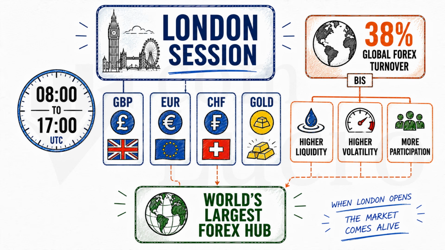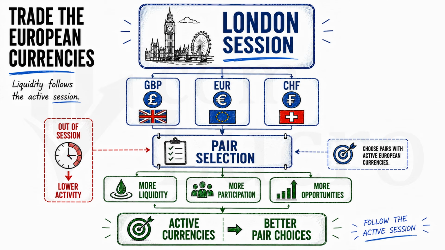During the London session, the British pound, the euro, and the Swiss franc become more active. Gold also tends to receive increased participation as European traders, institutions, and financial centers enter the market. The same session-based concept applies here. Traders should look for currency pairs that contain currencies actively traded during European market hours. Pairs involving the pound, euro, and Swiss franc may provide more opportunities as liquidity expands.